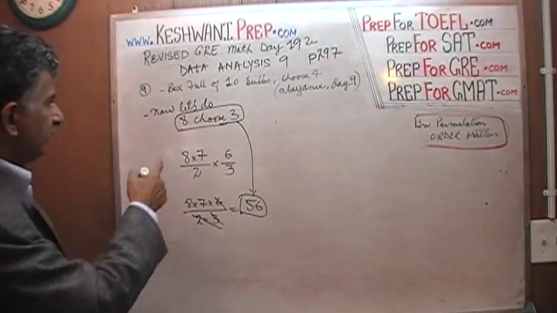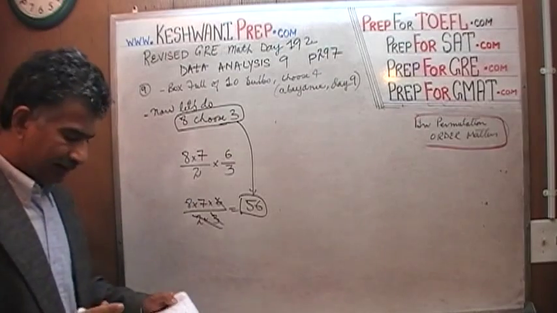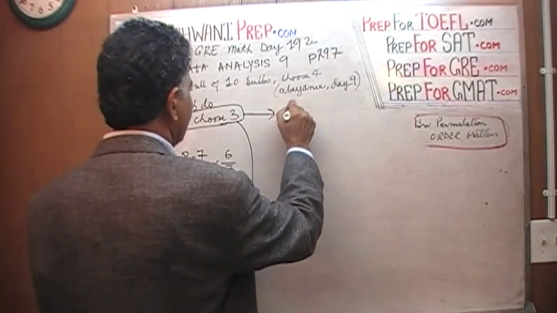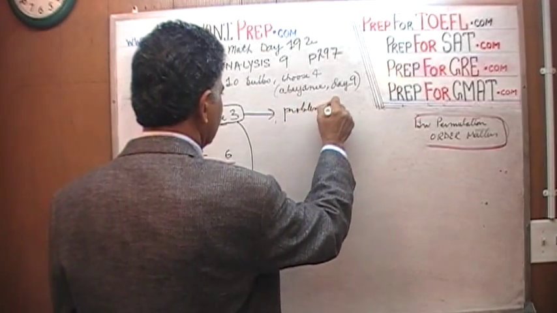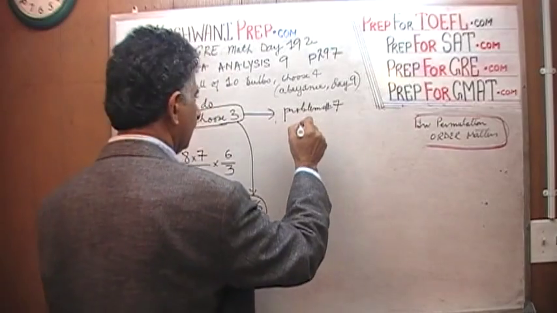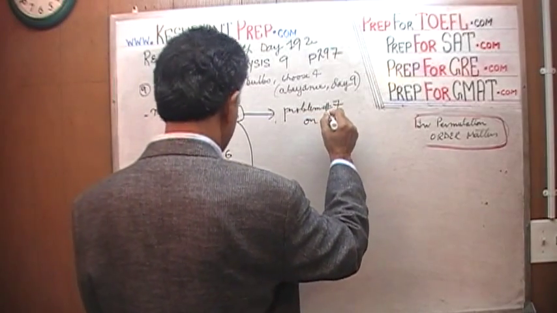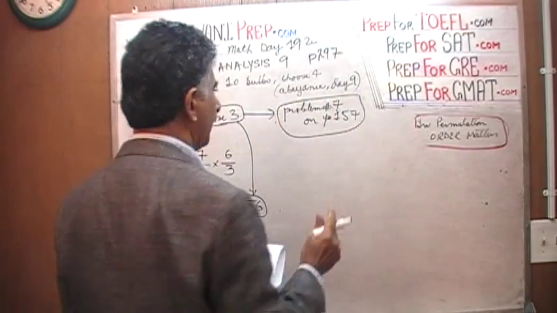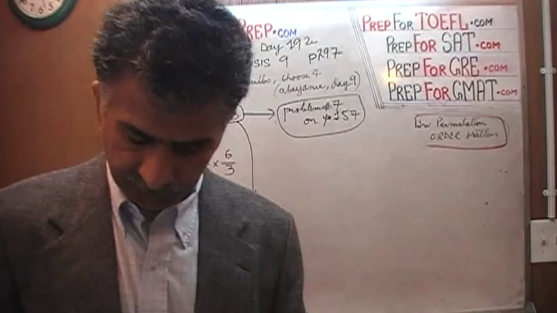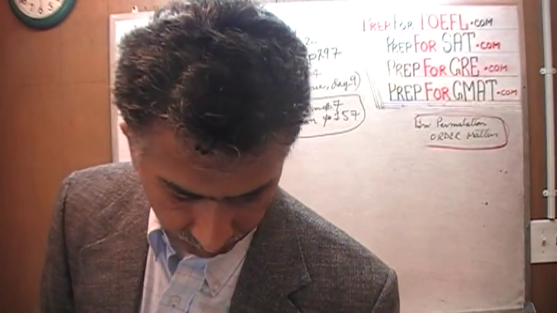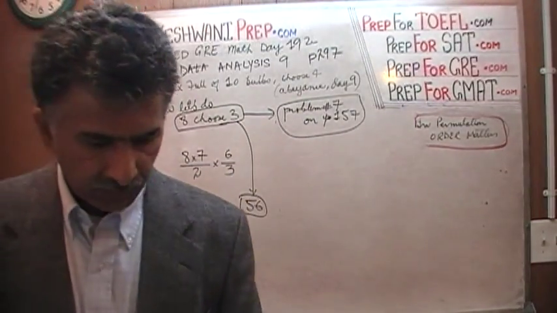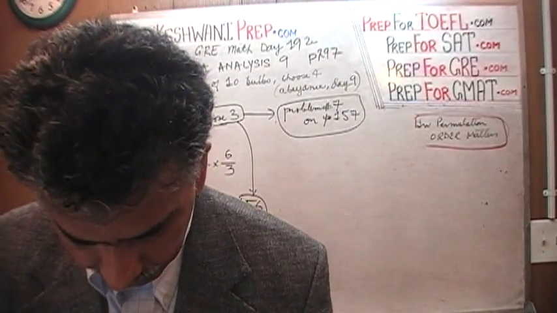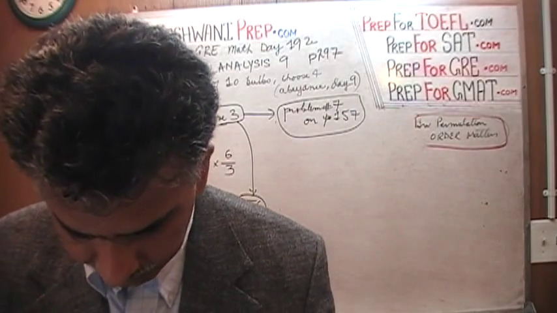This problem that we just did, 8 choose 3, is the exact same problem as problem number 7 on page 157. Problem number 7 on page 157 is the exact same problem. If you turn to page 157, please turn to page 157, you will see that we are told that we are forming a committee.